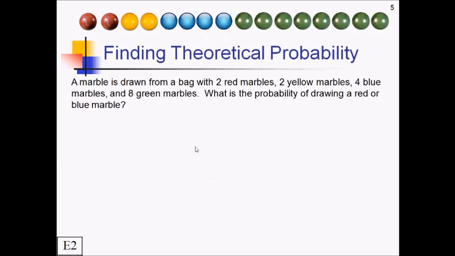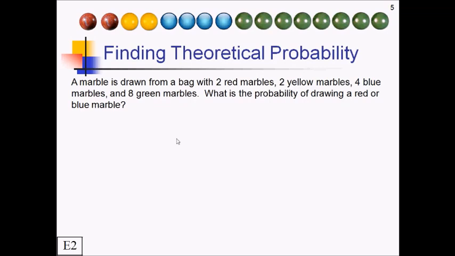We're going to do a little bit more work with theoretical probability. Here's a different situation. A marble is drawn from a bag with 2 red marbles, 2 yellow marbles, 4 blue, and 8 green. And I just drew a little picture of them up here because they're kind of pretty. What is the probability of drawing a red or blue marble?